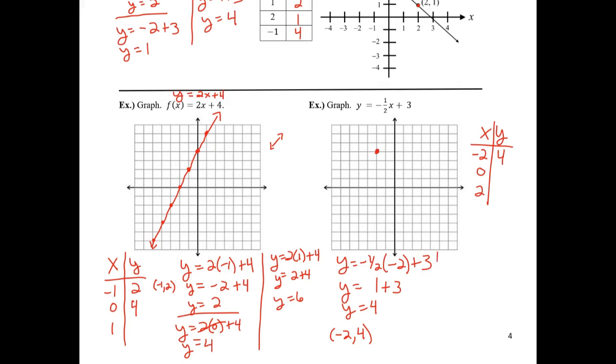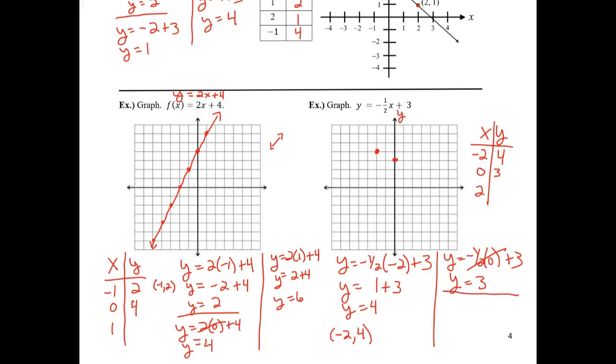Same thing with 0. If I plug in 0 for x, a half times 0 will just be 0. That's gone. Y will end up equaling 3. I don't move left or right. I go up 1, 2, 3. This is also what we call the y-intercept because it crosses the y-axis there.